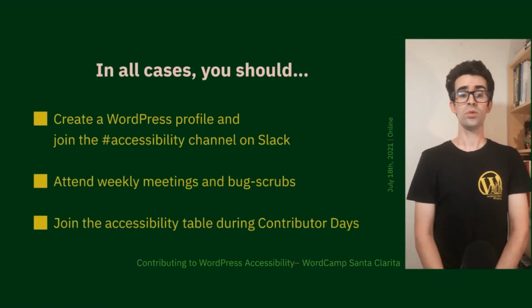The first thing to do is to join the accessibility team online. First, you need to choose a username and create a WordPress profile. Then, you can use your profile username to sign up on the WordPress Slack instance. The accessibility channel is the main place for discussion, but there are also channels dedicated to testing, documentation, events, and so on.